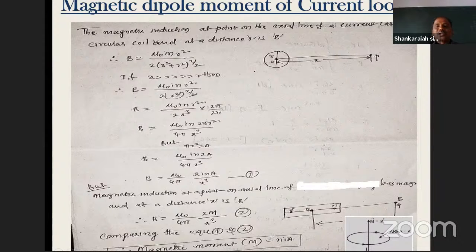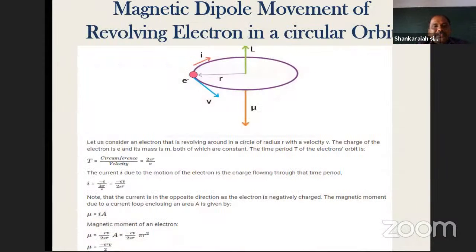Going to continue with another application of magnetic moment: the magnetic dipole moment of a revolving electron in a circular orbit. Consider an electron e revolving in a circular orbit of radius r.